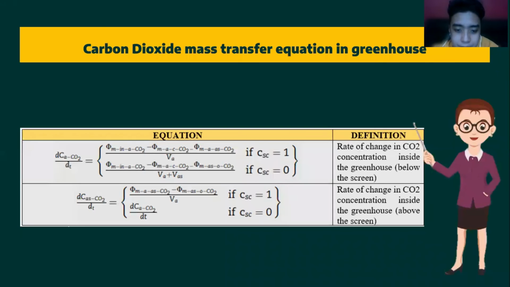Next slide. So this is the carbon dioxide mass transfer equation in the greenhouse. The rate of change in CO2 concentration inside the greenhouse, below and above the screen, can be calculated using the mass balance equation. Next.